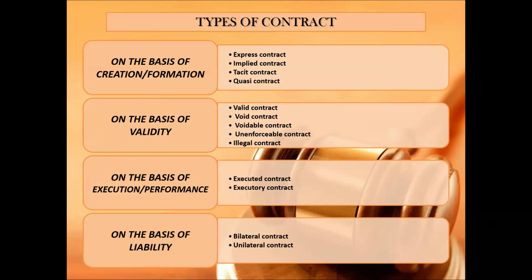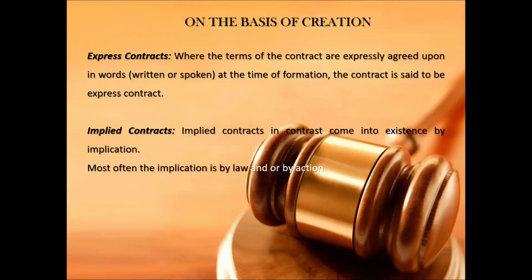Now coming to the types of contracts. We have classification on a few bases. First one is on the basis of creation and formation. So we have express contract, implied contract, tacit contract, and quasi contract. Then on the basis of validity, we have valid, void, voidable, unenforceable, and illegal. On the basis of execution and performance, we have executed contract and executory contract. Then finally, on the basis of liability, we have bilateral contract and unilateral contract.